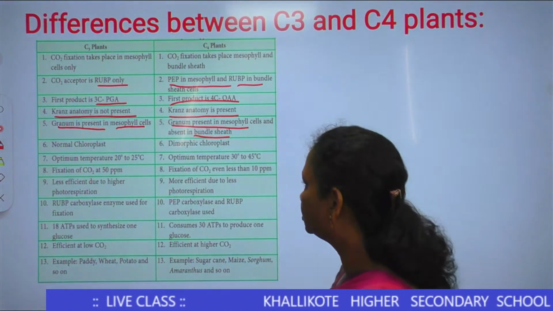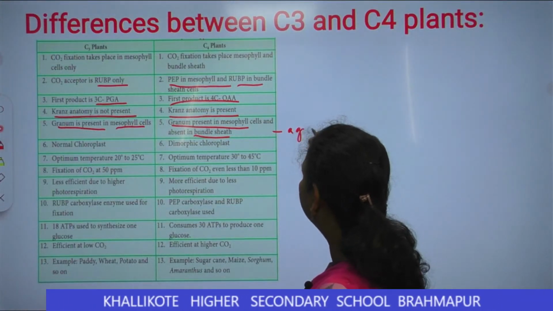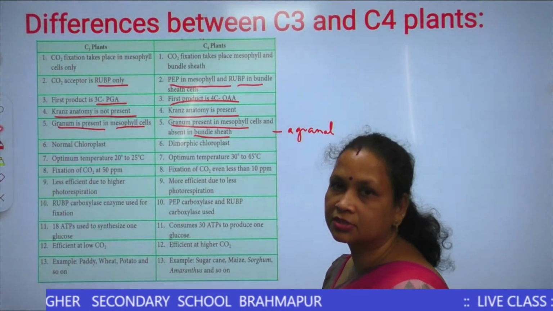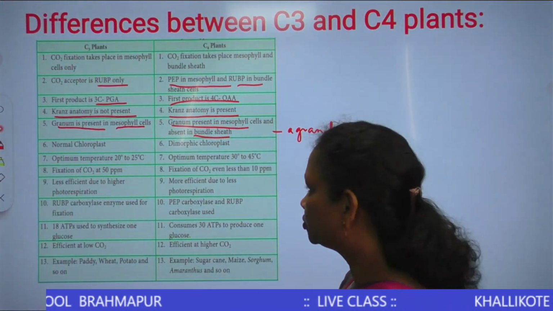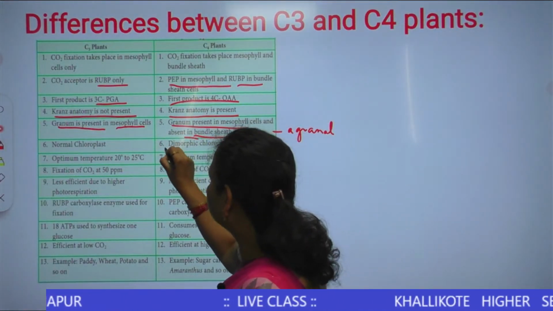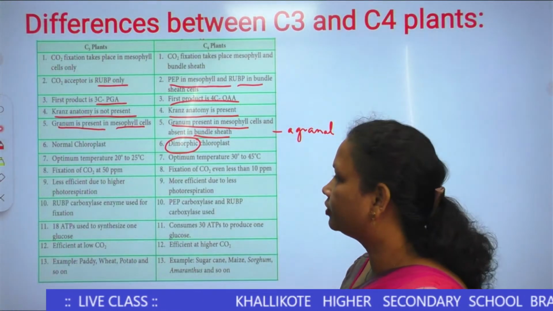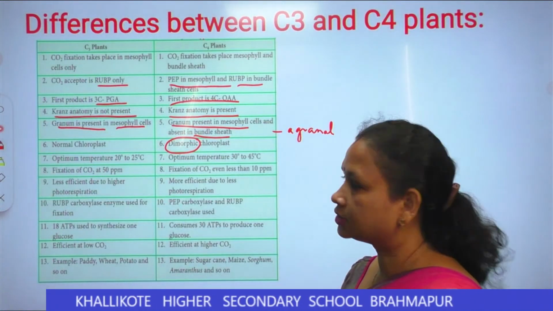So, in the bundle sheath cell, the chloroplasts are agranal, that is, absence of grana in the bundle sheath cell chloroplast. So, that is why the chloroplast here becomes dimorphic. Dimorphic chloroplast is present in the case of the C4 plants.